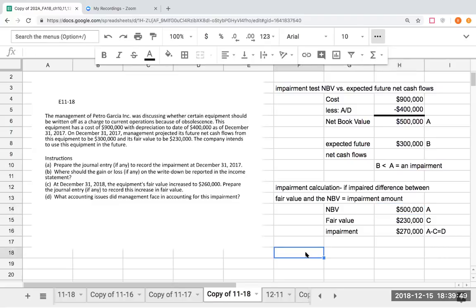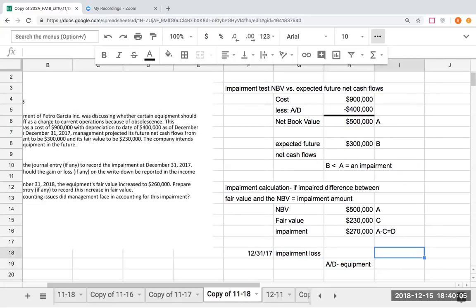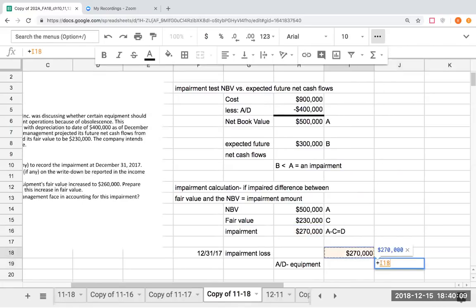So my journal entry is going to be at 12/31/17. I'm going to debit impairment loss and credit accumulated depreciation on the equipment. My impairment is going to be 270. And then the description: to record impairment loss on equipment.